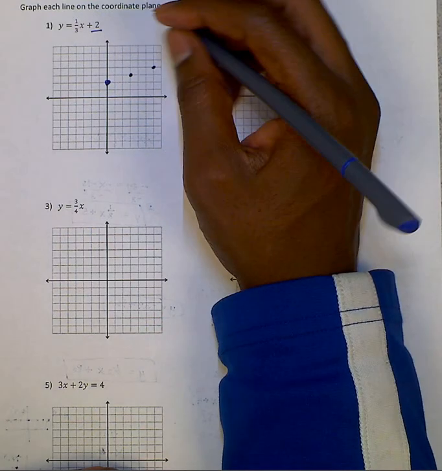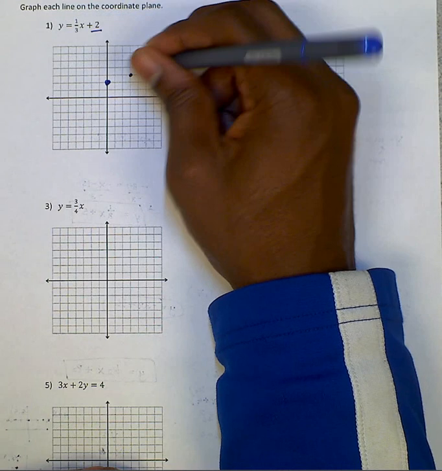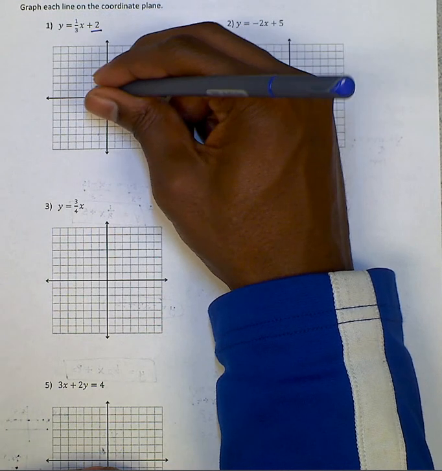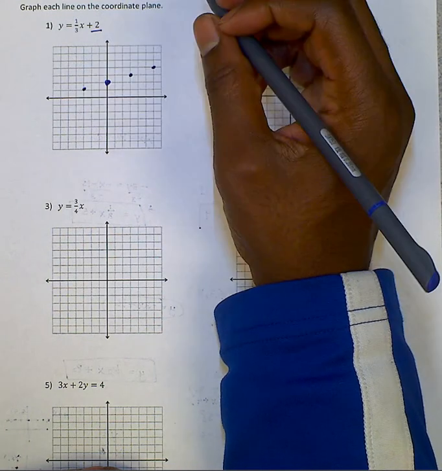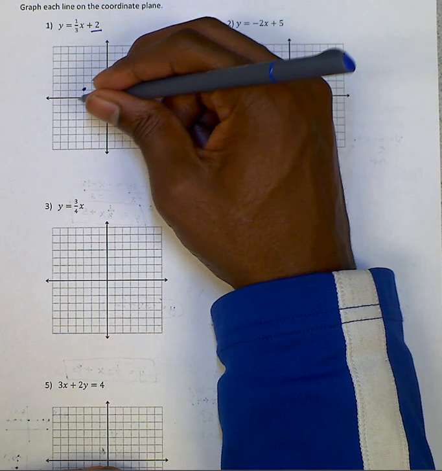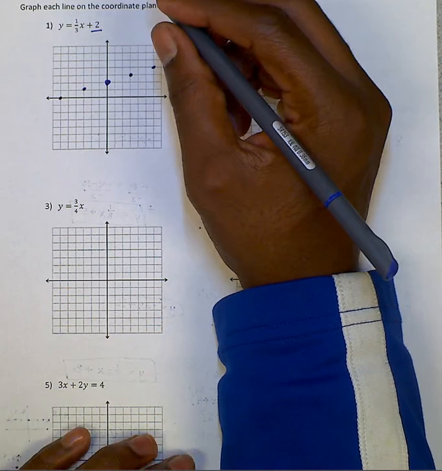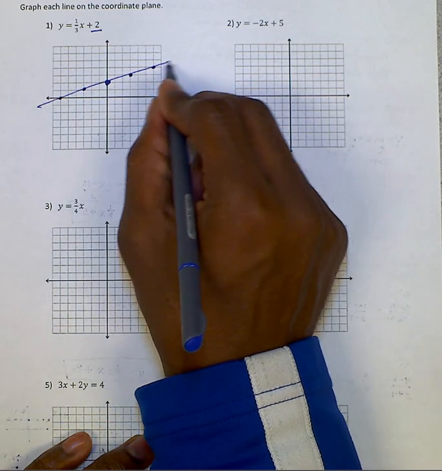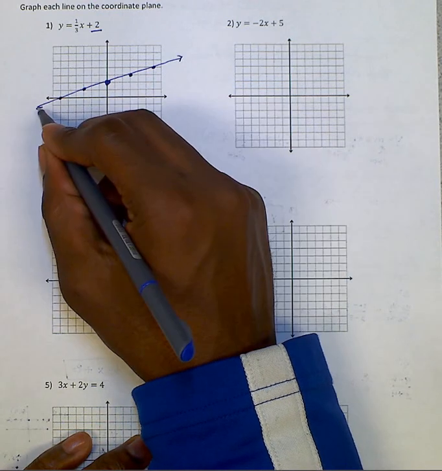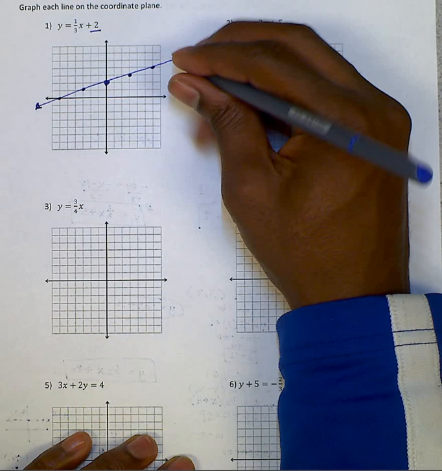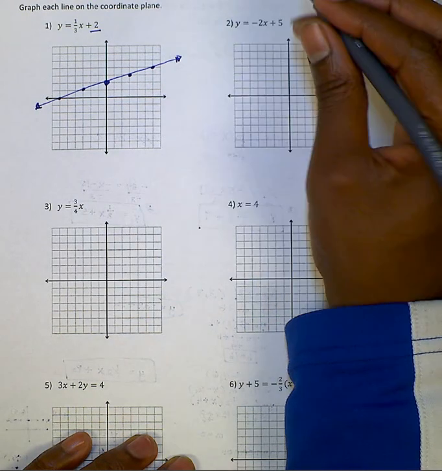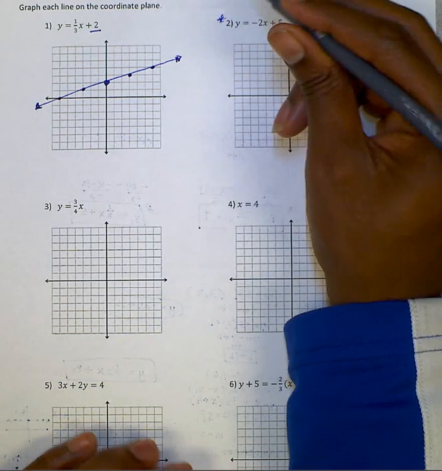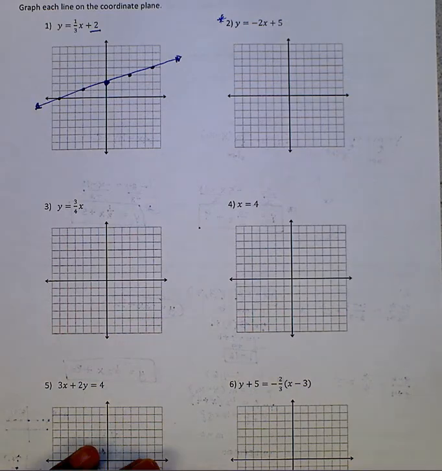Okay, if we were stuck, we could go down into the negative direction because the negative divided by negative is positive. Down and in the negative direction. Okay, and that would be our line. I could draw a straight line. Okay, and there we have it. Okay, you guys can do number 2. Be a sign that you guys watched the video and paid attention to it.